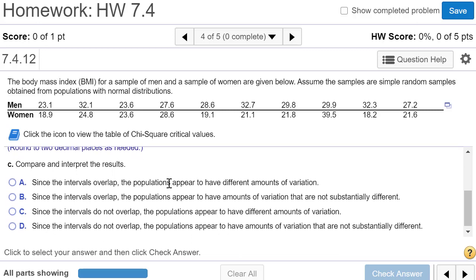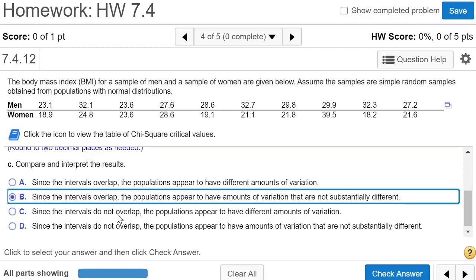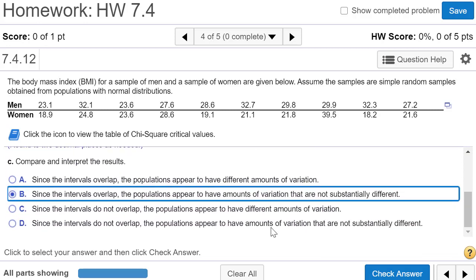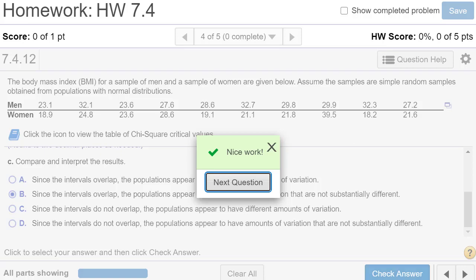Since intervals overlap, the populations appear to have different amounts of variation. Well, if they overlap, I think they're close to the same. Since the intervals overlap, the populations seem to have amounts of variation that are not substantially different. So I think it's this one. The other two say that they do not overlap, but it looks like they do overlap by looking at these numbers. So we'll say B, that they overlap and they are not significantly different. Alright, I hope that helps.